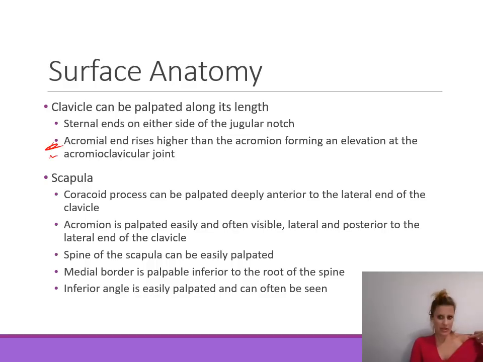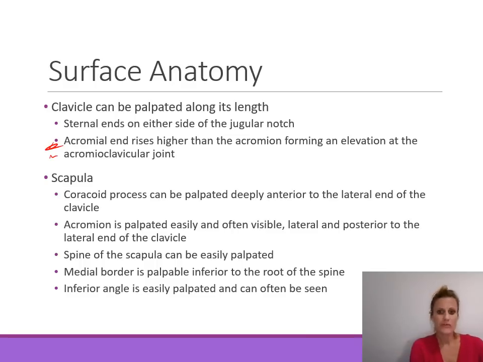Then you get to the scapula. So you've got the two processes on the scapula, both of which you can palpate, right? The acromion and the coracoid process. And then posteriorly, you can palpate multiple of the different regions of the scapula.